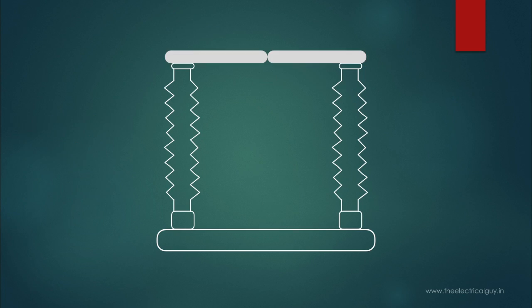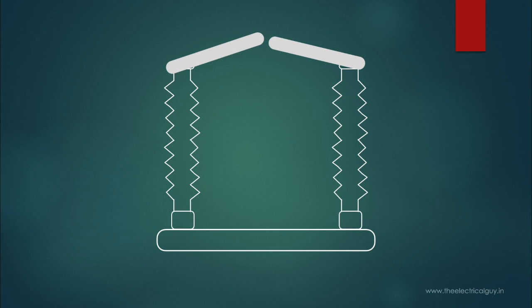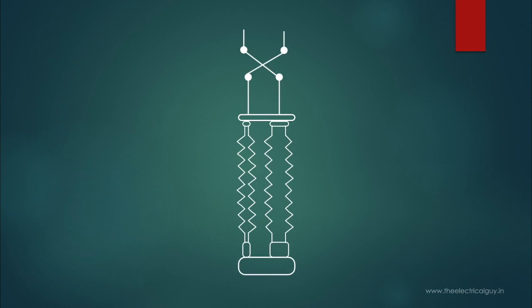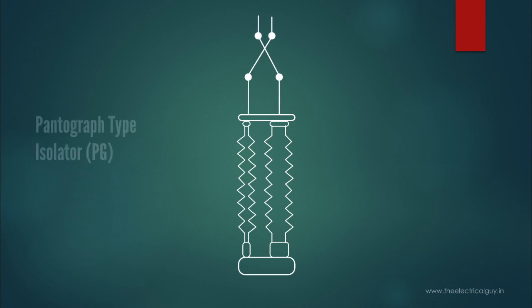So next type is horizontal center break. So as you can see, it breaks from the center, or it is also called as single break, because as you see there is only one break. So it is also called as a single break disconnector, and this is also used between 11 kV to 420 kV. So next is Pantograph type. So Pantograph type disconnectors are generally used for 245 kV and for 400 kV.